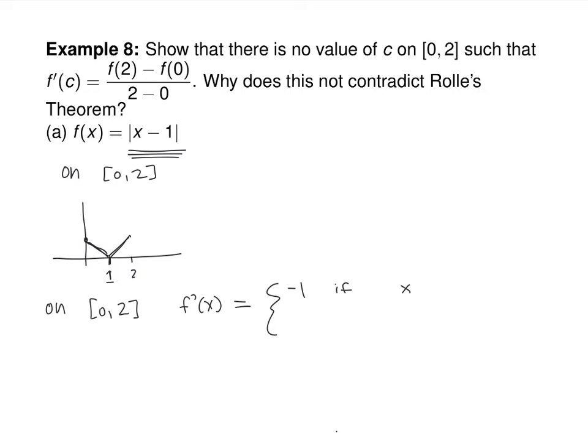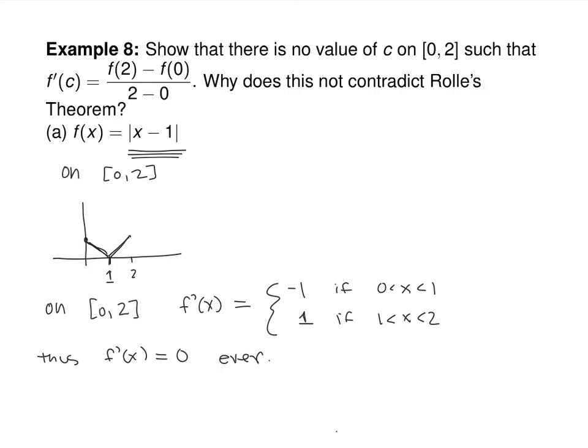So look at that picture. When is the slope -1? Between what two values? 0 and 1. And when is the slope +1? If x is between 1 and 2. And so thus f prime of x is not equal to 0 ever.